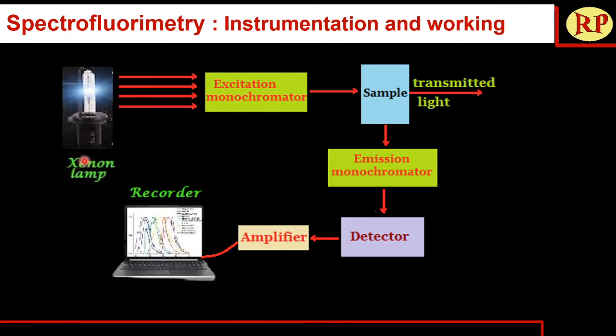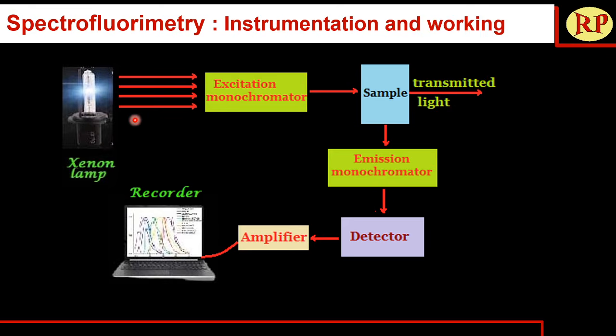We look into the instrumentation part of spectrofluorimetry. We take a xenon lamp. We can also take laser or LED diodes. Xenon covers the complete range of UV and visible, that is from 200 to 800 nanometers, sometimes 300 to 800 nanometers. But it's a continuous light, continuous energy, unlike your tungsten lamp and deuterium lamp, which supply discrete energy. This is a continuous energy.